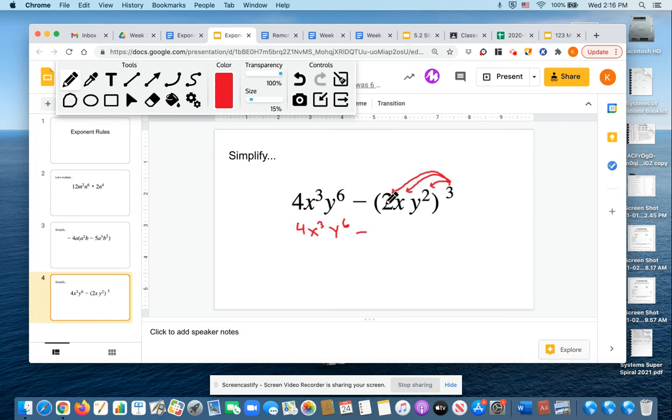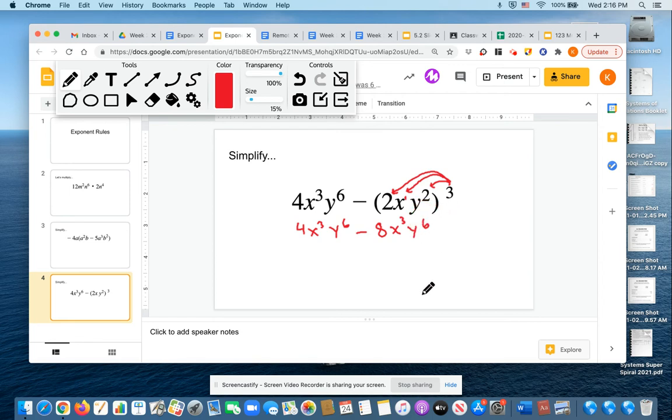So this means 2 to the 3rd power. 2 to the 3rd power means 2 times 2 times 2, which is 8. X to the 1st, you put a little magic 1 there. X to the 1st to the 3rd power, you guys know, is x to the 3rd. And then y to the second raised to the third power is going to be y to the sixth.